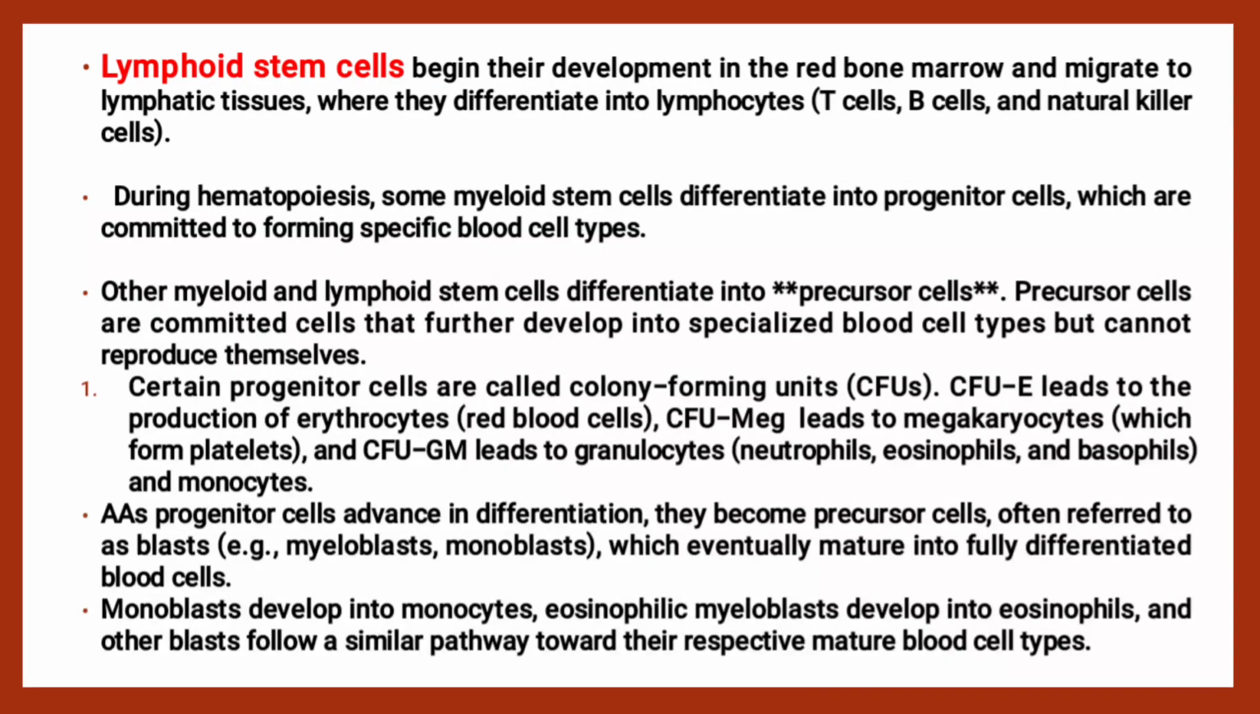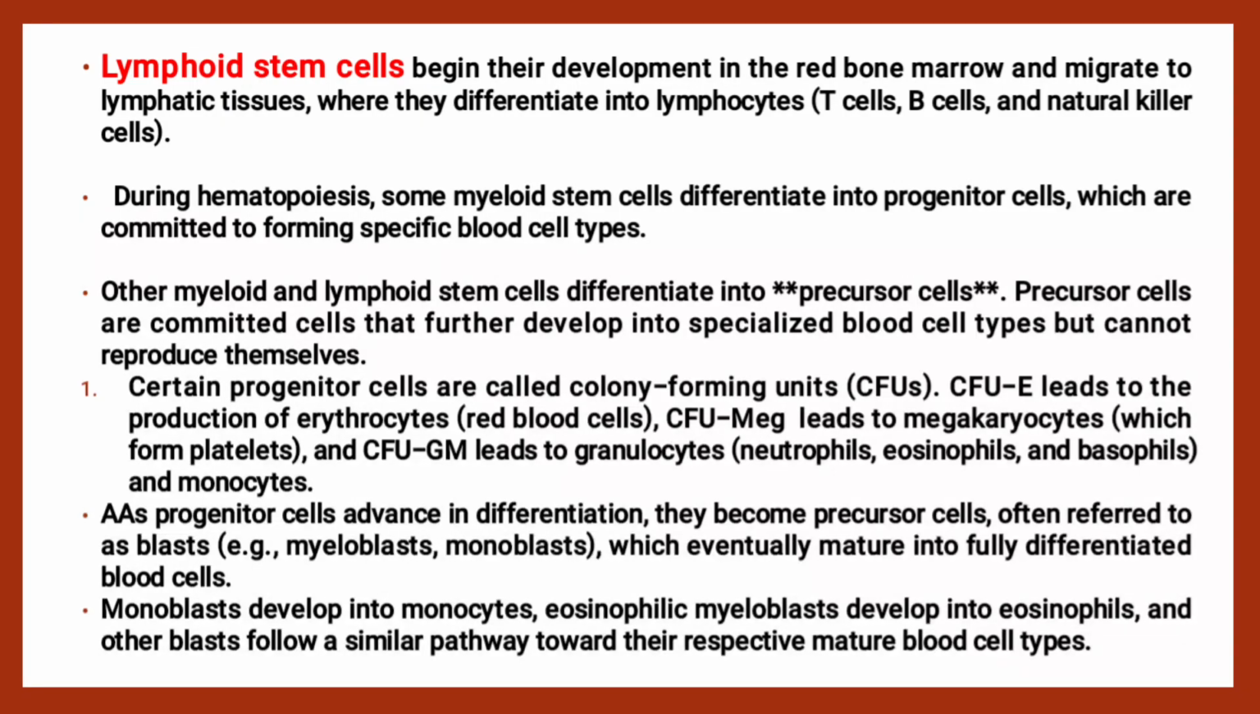During hematopoiesis, some myeloid stem cells differentiate into progenitor cells which are committed to forming specific blood cell types. So progenitor cells are those which are committed to forming a specific blood cell type. Other myeloid and lymphoid stem cells differentiate into precursor cells. Precursor cells are committed cells that further develop into specialized blood cell types but cannot reproduce themselves. Certain progenitor cells are called colony forming units. We can call it a CFU.